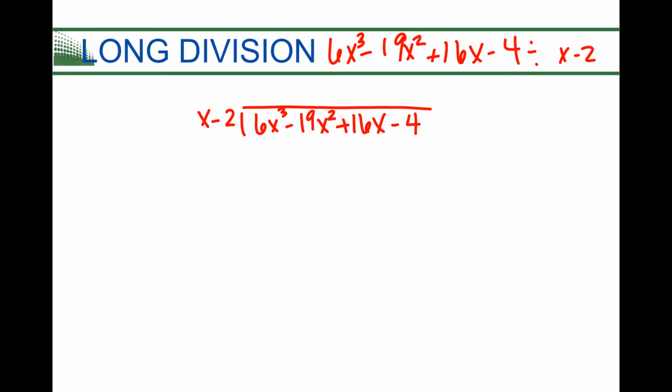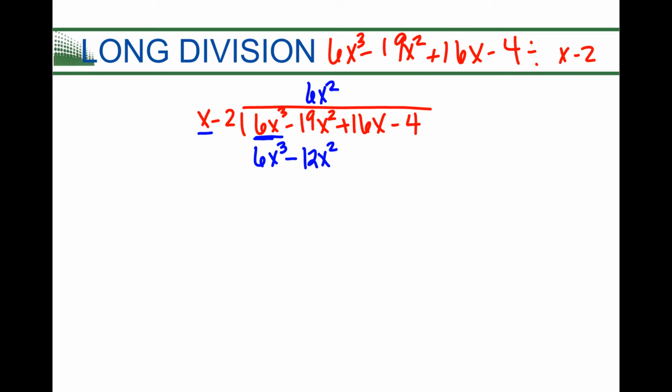And then what you're going to do is compare front terms. So you look at your x and you look at your 6x cubed. And you say, x times what would give me 6x cubed? Well, that's times 6x squared. So I say x times 6x squared, that gives me 6x cubed. Now go ahead and multiply by the 2, minus 12x squared.